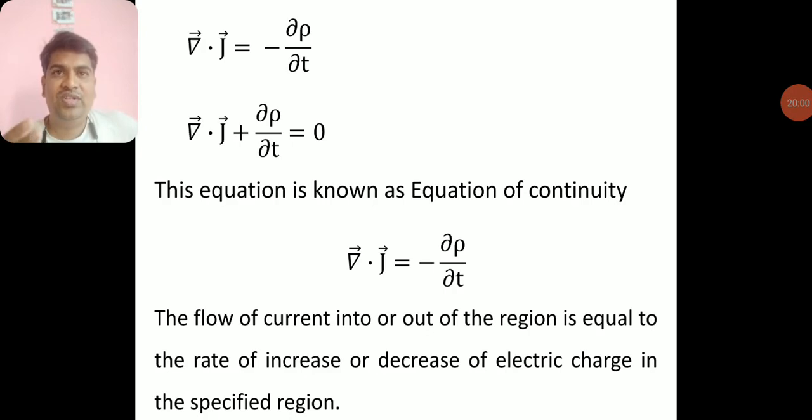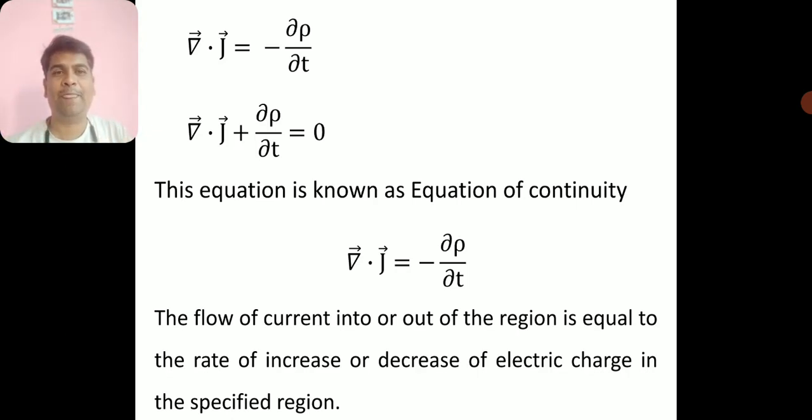The left hand side, the divergence of J, represents the rate of flow of current into the region or out of the region. The right hand side, dou rho by dou t, represents the rate of flow of charge, meaning the rate of leaving the charge or accumulating the charge in the region. It could be either of these. So dou rho by dou t is the rate of accumulation or the rate of leaving of charge from the particular region.